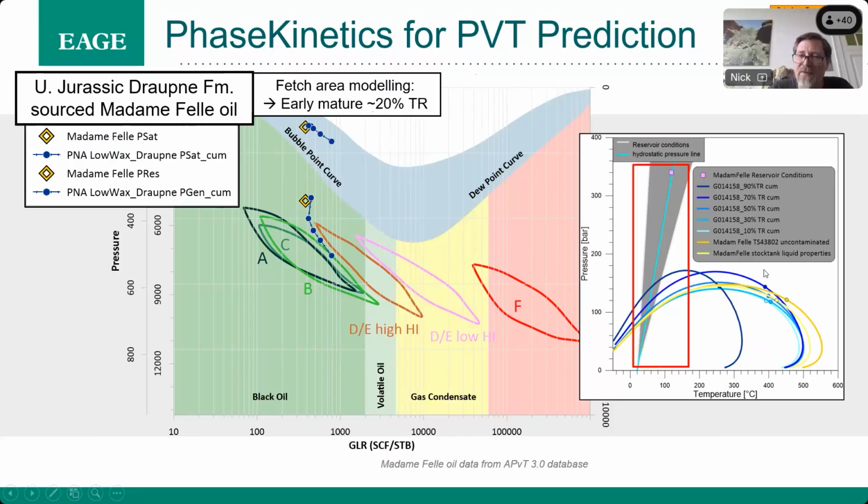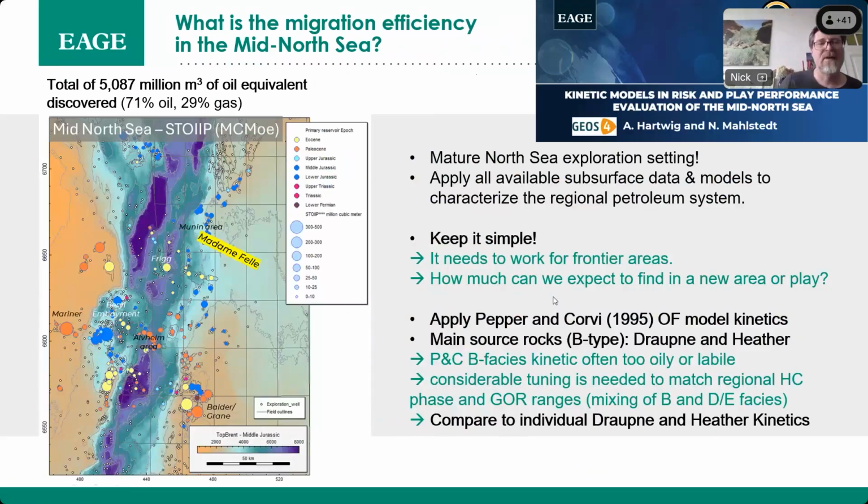This can also be expressed in those phase envelopes, where we see that the phase kinetics predicted fluids in blue possess very similar compositions to the Madame Fell fluid compositions in yellow. So yes, this Madame Fell example was used in the aforementioned study from Alex Hartwig, and was used here to choose the most representative Draupne Formation sample for modeling, and also for calibrating the Pepper and Corvi kinetics.